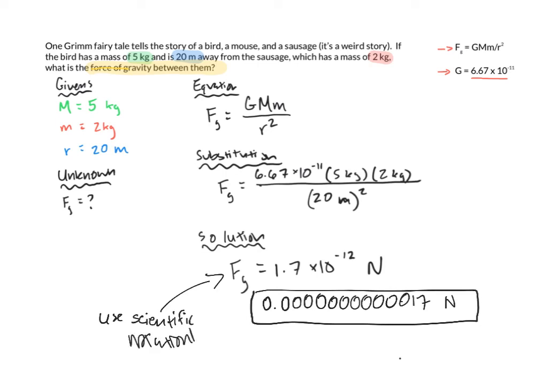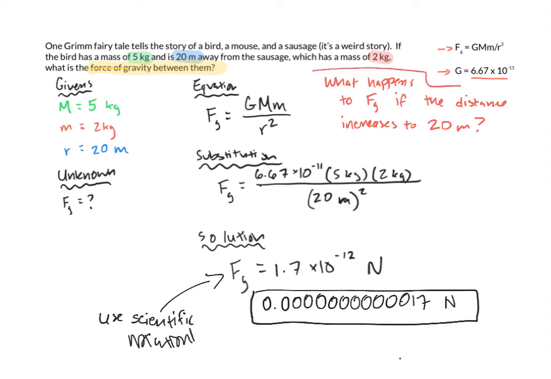Now, guys, what I want you to try and do is figure out what would happen if we doubled the distance between the bird and the sausage. I'm going to write that up here for you. What happens to FG if the distance increases to 20 meters? I want you to go ahead and solve that out.